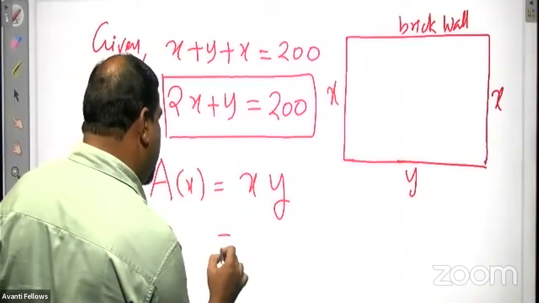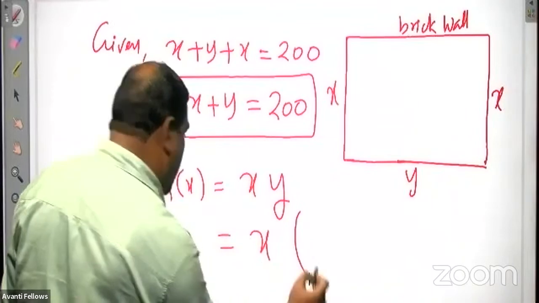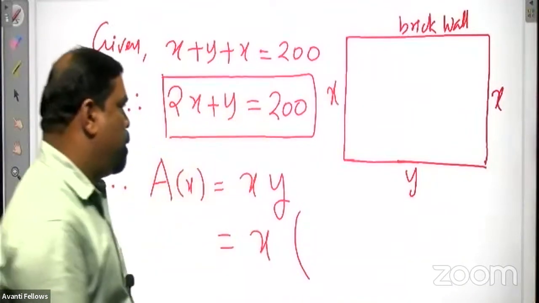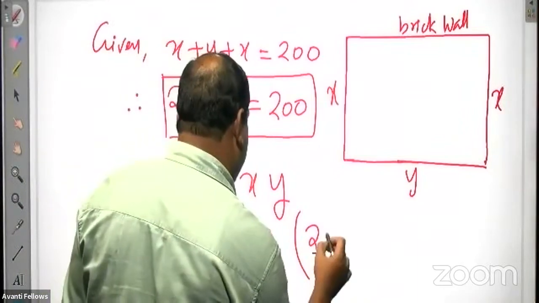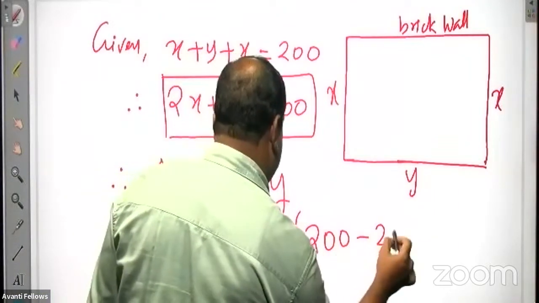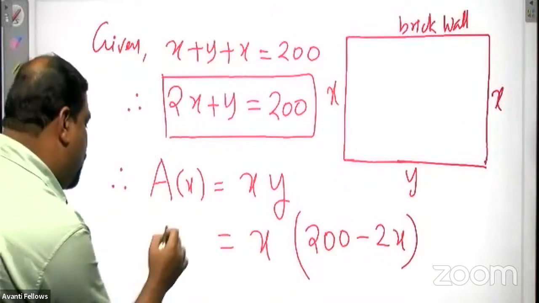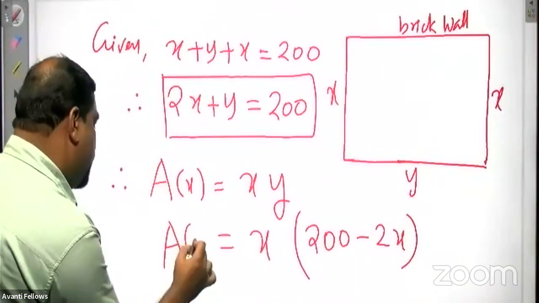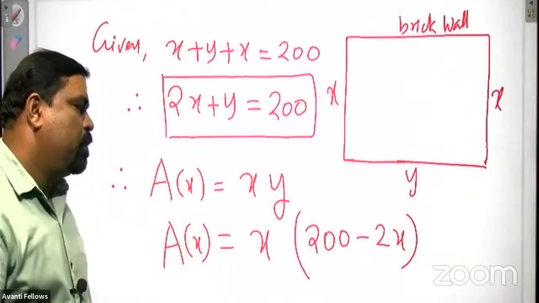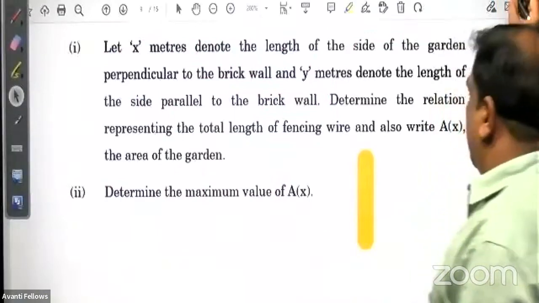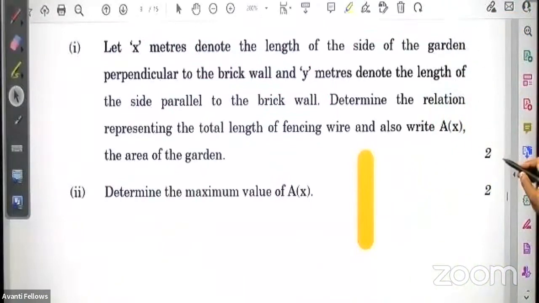That means we have to change y. From the first relation, y is equal to 200 minus 2x. So this is our area, A of x. That is also ready. So this portion, up to this portion, I think is 2 marks. The first part, 2 marks actually.